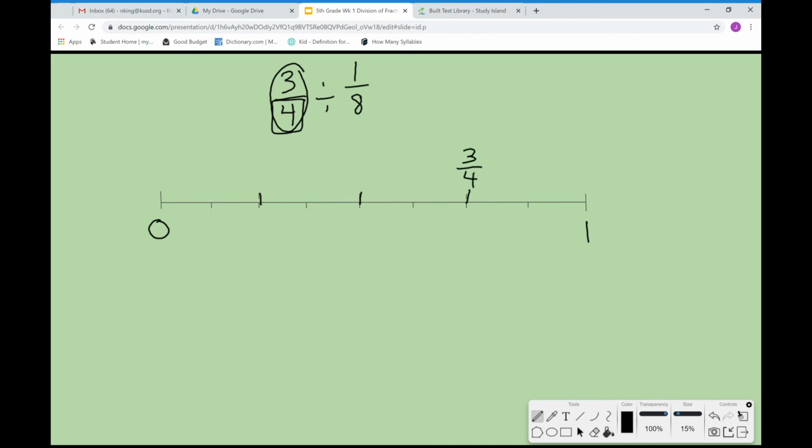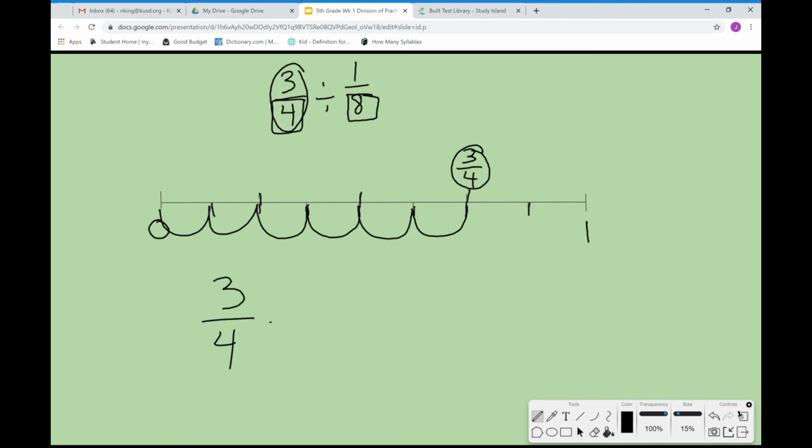Now, since the divisor is 1/8 and has an 8 as the denominator, we need to equally divide the same section into 8ths. Now we count. How many 8th sections fit into the original 3/4 of the section? 1, 2, 3, 4, 5, 6. So 3/4 divided by 1/8 equals 6.